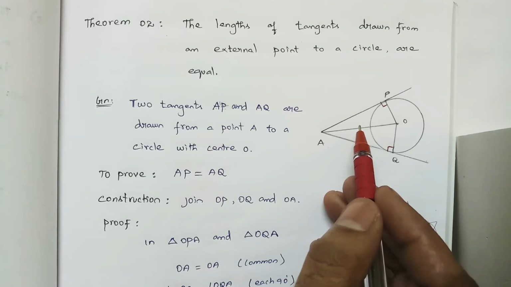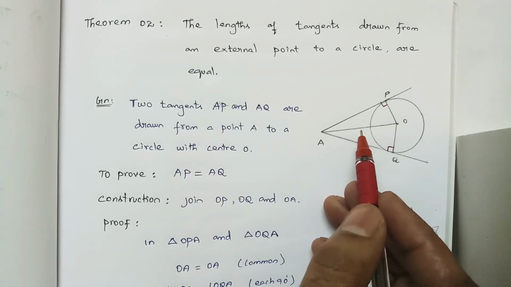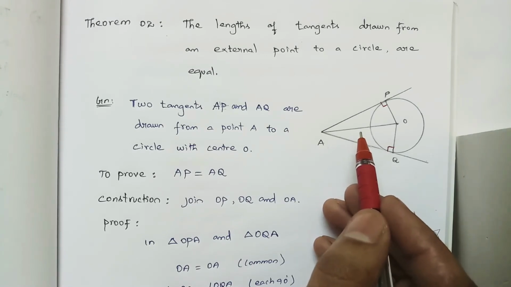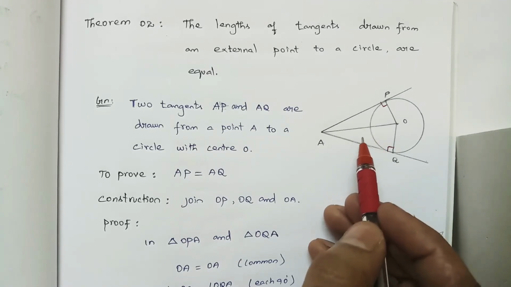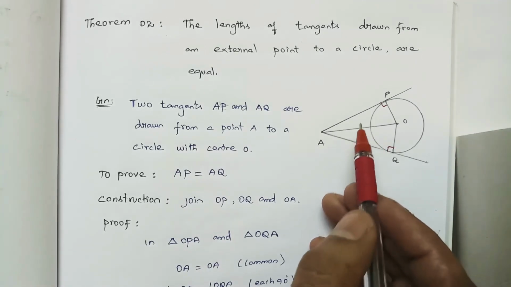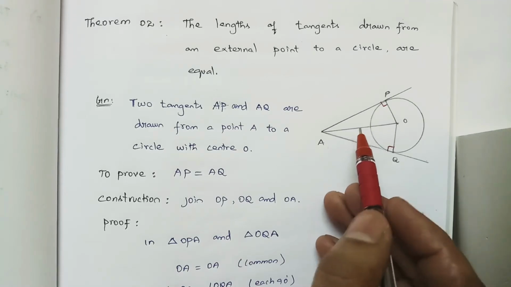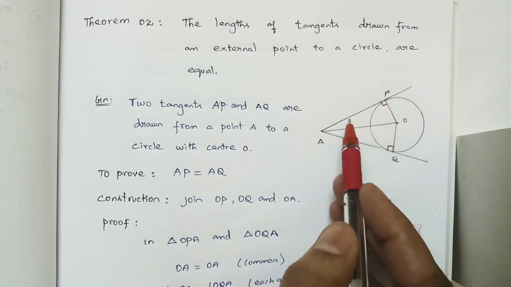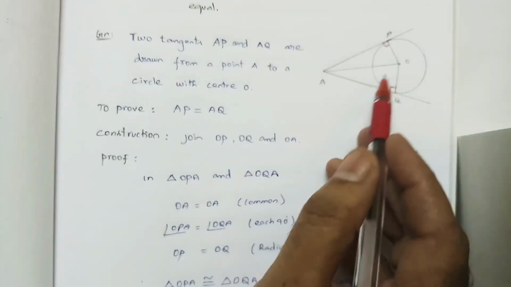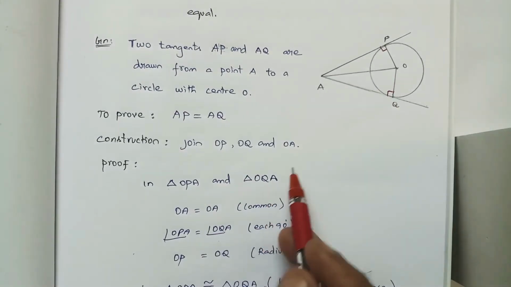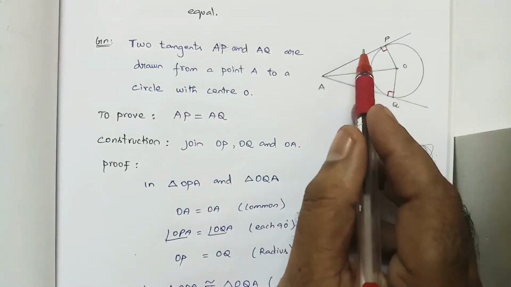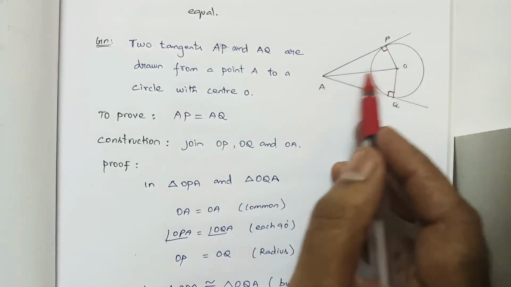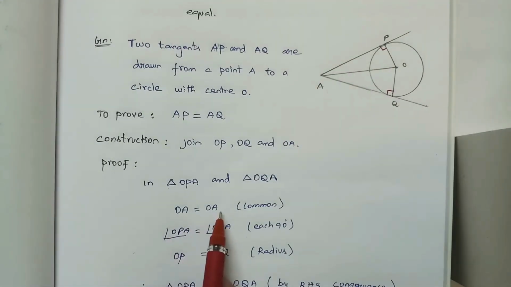If the two triangles are congruent, then by CPCT, corresponding parts of congruent triangles are equal. So I'm going to prove that with the help of a congruence rule. In triangle OPA and triangle OQA, OA is common for both the triangles. OA is equal to OA.